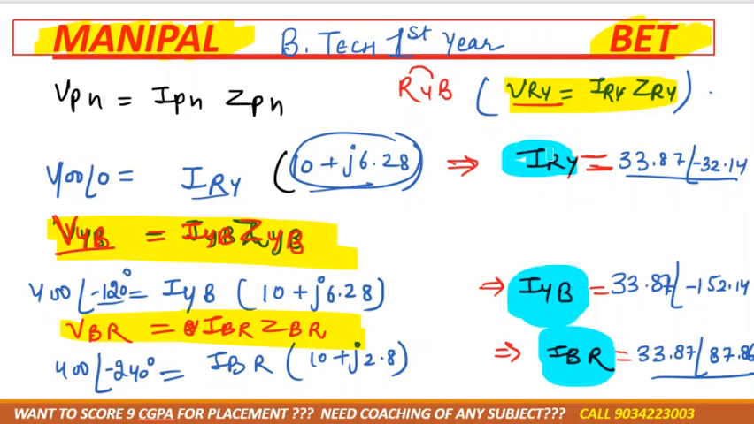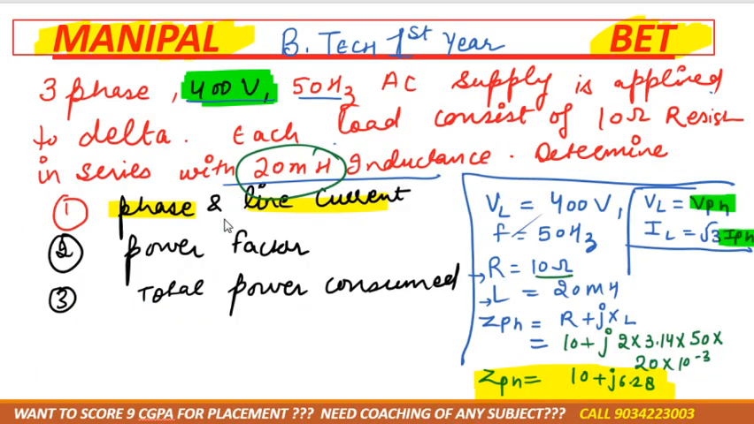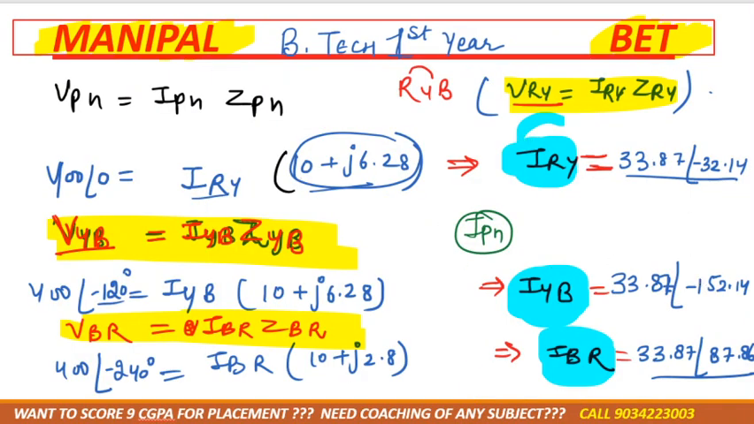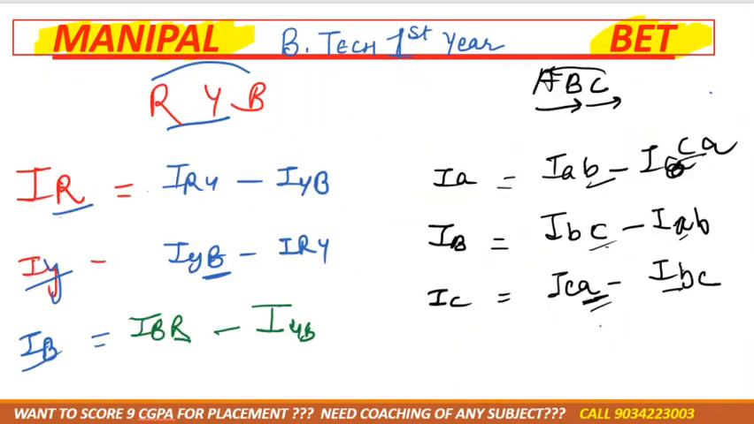phase current? These are the phase currents. Okay, so now we got to know the phase current. Now we need to tell the line current according to the question requirement. They ask you to calculate the line current and the phase current, right? Phase current is this one. Line current we can get by using these formulas.